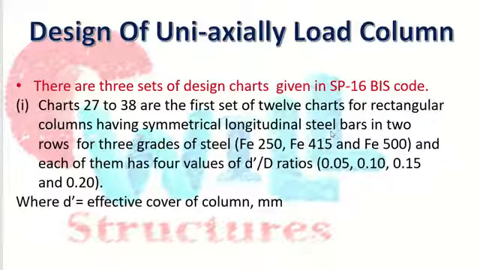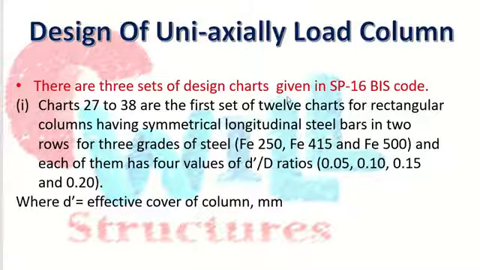For the design of uni-axial load column, there are three sets of design charts given in SP 16. Chart number 27 to 38. These are the first set of 12 charts for the rectangular columns having symmetric longitudinal steel bars in 2 rows, for 3 different steel grades: Fe 250, Fe 415 and Fe 500. These charts are also bifurcated with D dash by D ratio values. So D dash by D values given in the charts are 0.05, 0.1, 0.15 and 0.2, where D dash is the effective cover of the column.